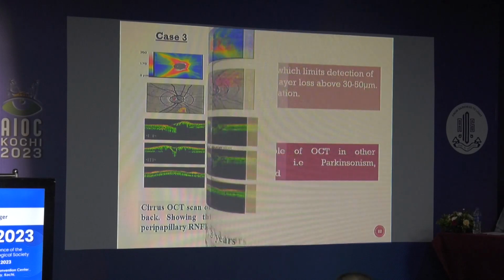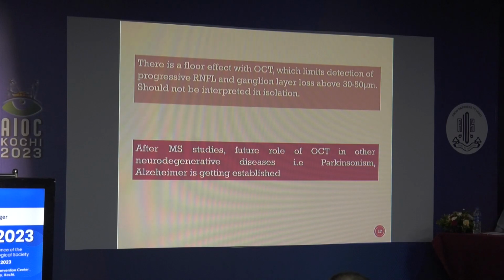There is also a floor effect with OCT, which limits the detection of progressive RNFL and GCL loss below 30 to 50 microns. So if it is a very advanced disease, it should not be interpreted in isolation, like this much thickness has gone. You have to correlate clinically as well. And along with multiple sclerosis, the role of OCT is getting established in other diseases like Parkinsonism, Alzheimer's, etc.